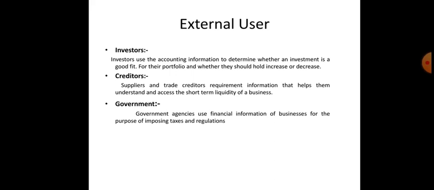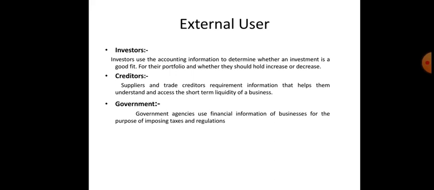So the next one is the creditors. Creditors, suppliers and trade creditors require information that helps them understand and assess the short-term liquidity of a business. So the creditors are also interested in knowing the accounting data of a business because of its creditworthiness: is the business able to pay short-term debt when it is fully due? For that purpose, the creditor is also interested in knowing the accounting data.